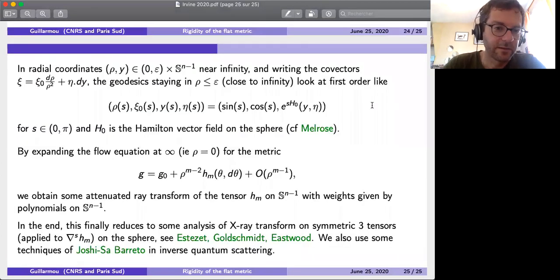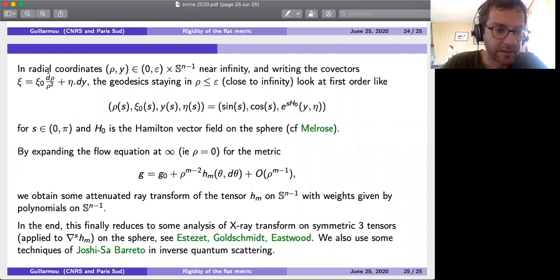So the idea is as follows. I don't want to enter detail because it's really quite technical. And there are similarities to some work of Joshi and Sá Barreto in inverse quantum scattering. But it's a bit different though, because we don't really have the same information as in inverse quantum scattering. Here we just have the scattering map. We don't have the amplitude. In the quantum scattering, you really have the classical scattering map, but also the amplitude.